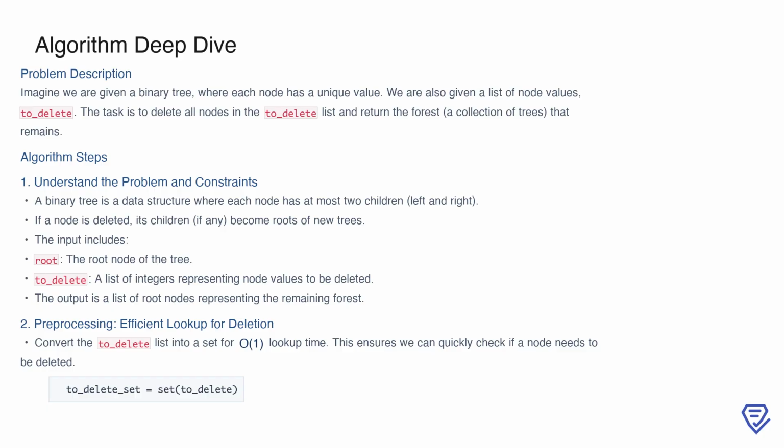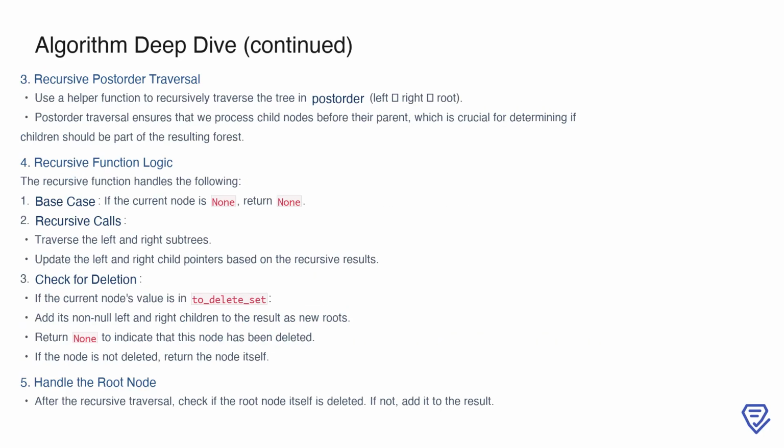The core of our solution relies on a recursive postorder traversal of the tree. Postorder traversal processes nodes in the order: left child, right child, and then the parent. This order is particularly important here because it ensures that we've already dealt with a node's children before deciding whether the node itself should be deleted.